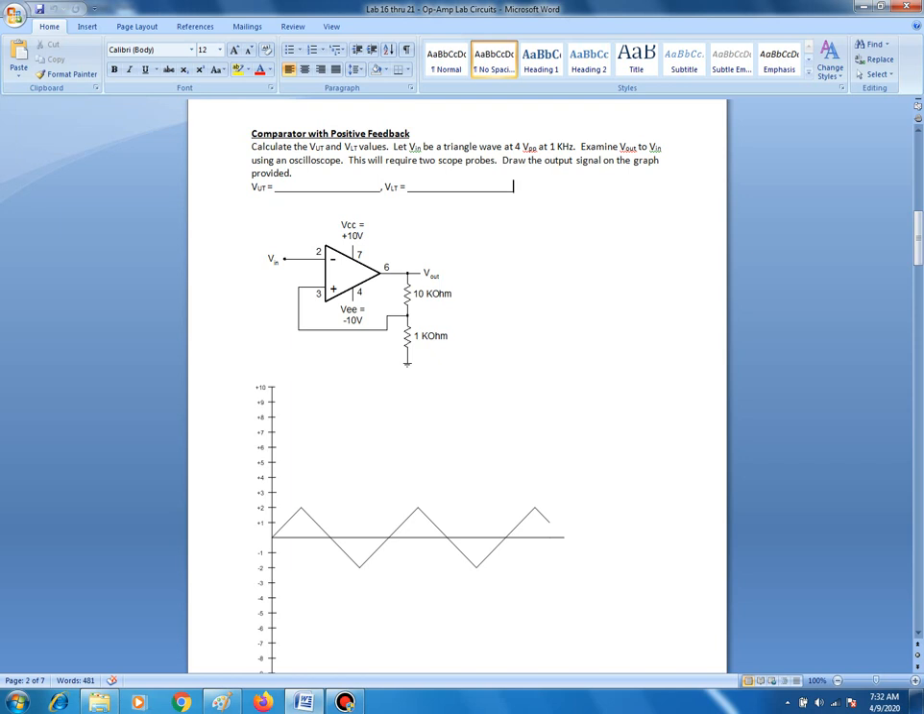In the next circuit, we have a comparator with positive feedback. We are asked to calculate the upper threshold voltage and the lower threshold voltage values. Let Vn be a triangle wave at 4 volts peak to peak at 1 kilohertz, and to examine Vout to Vn using an oscilloscope. This again will require 2 scope probes, and draw the output signal on the graph provided.